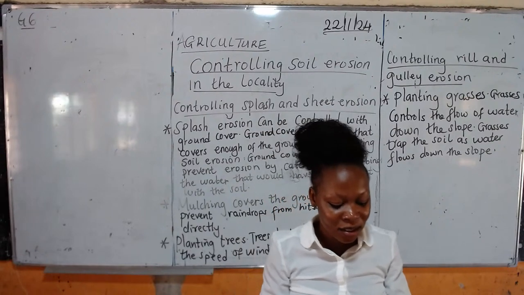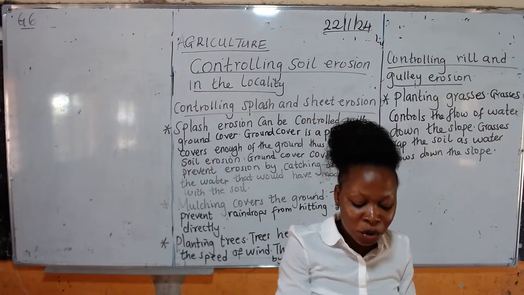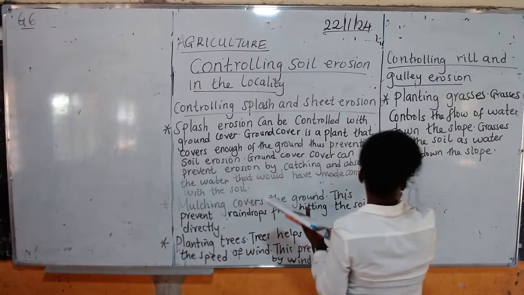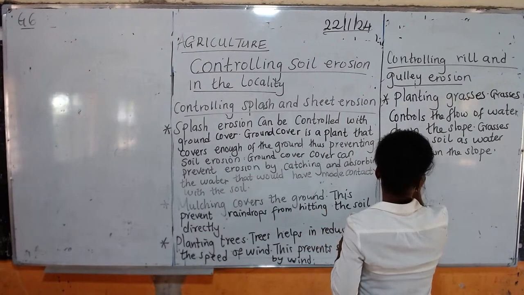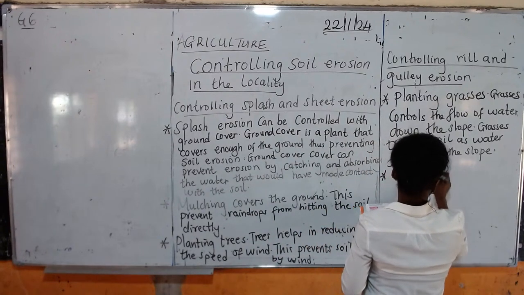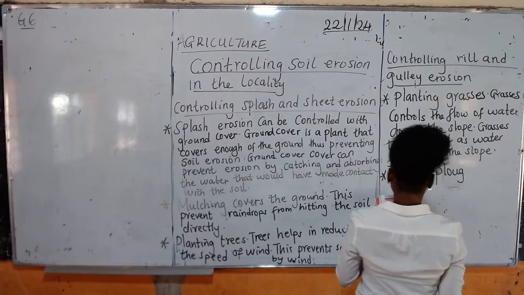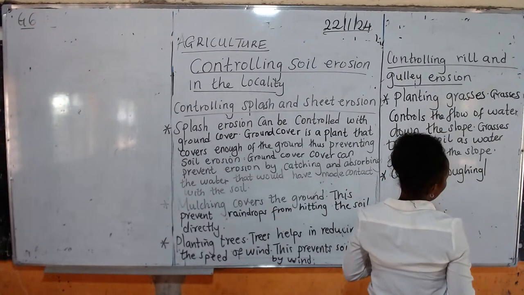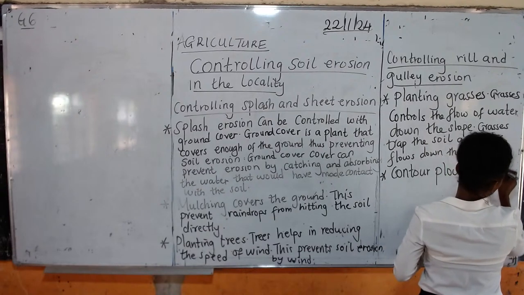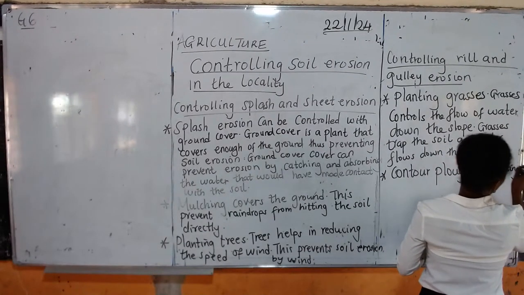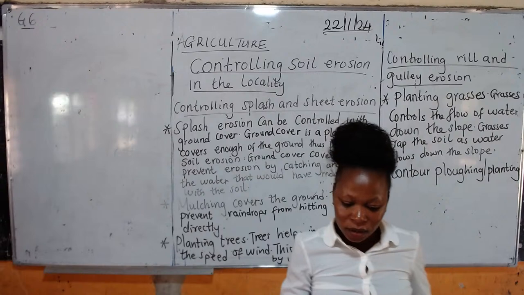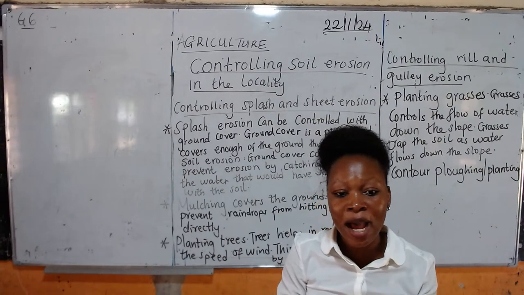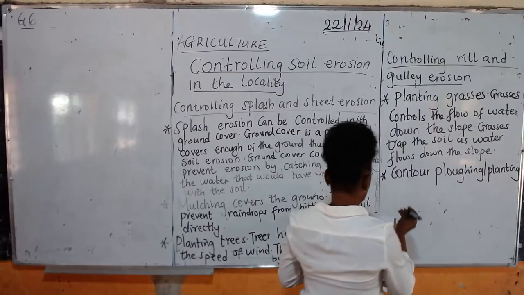So another practice is contour planting or plowing, okay? We have contour plowing or planting. Now let us explain contour planting: this is the farming practice which is done across a slope.